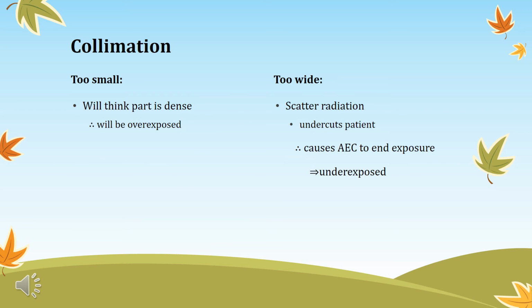Collimation. When it's too small, the AEC will think the part is dense, and therefore it will be overexposed. But if the collimation is too wide, there will be scatter radiation which undercuts the patient, therefore causing the AEC to end the exposure early, meaning the image will be underexposed.